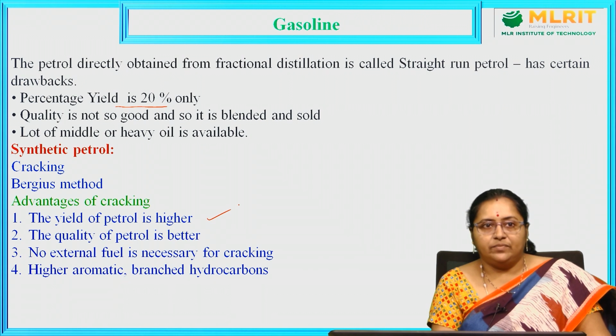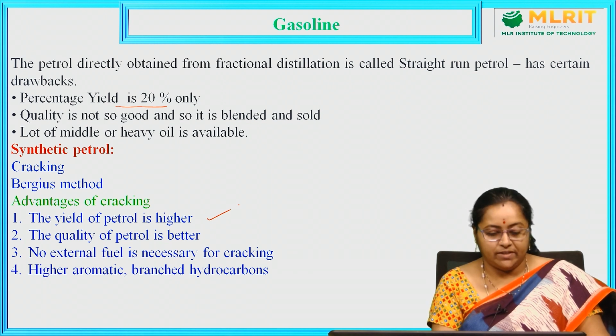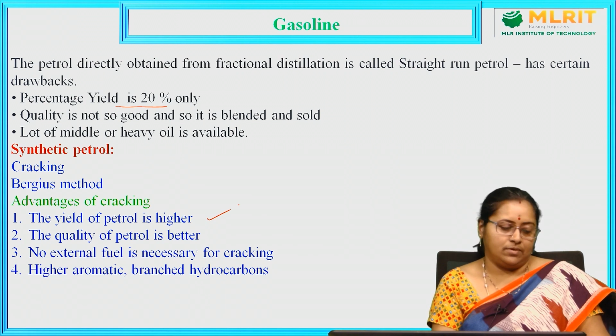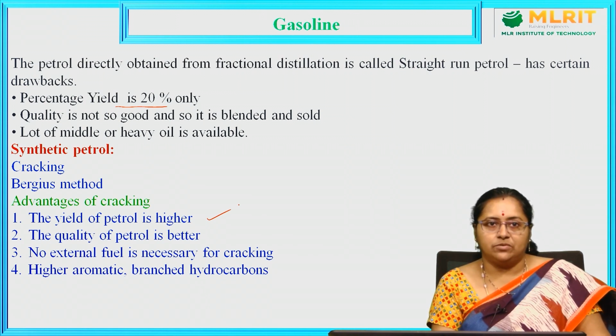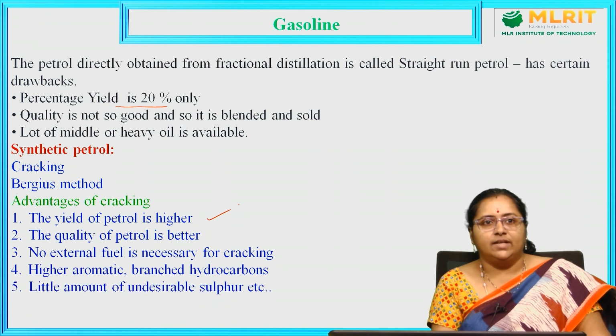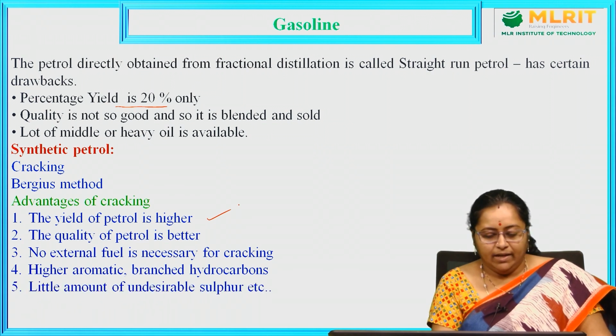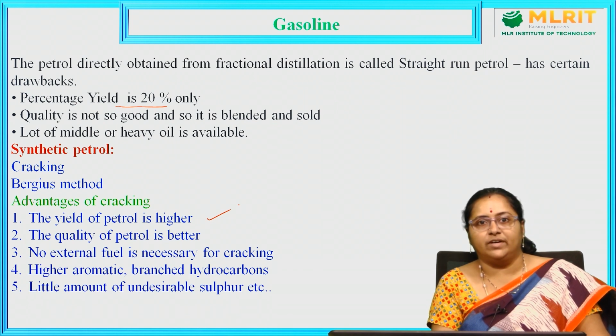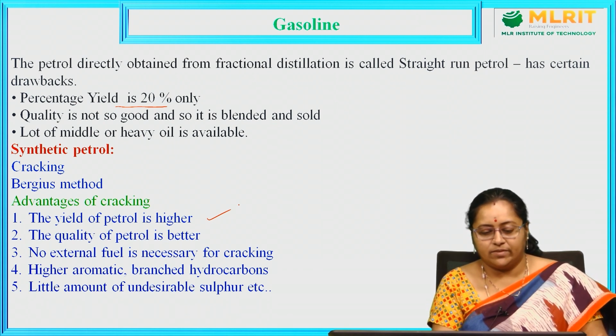And then, because of this cracking process, the petrol produced has a composition of higher aromatic compounds, or branched hydrocarbons, or a combination of these two. This is one more advantage. And then there is a very little amount, within permissible limits, of undesirable sulfur content because of this cracking process.